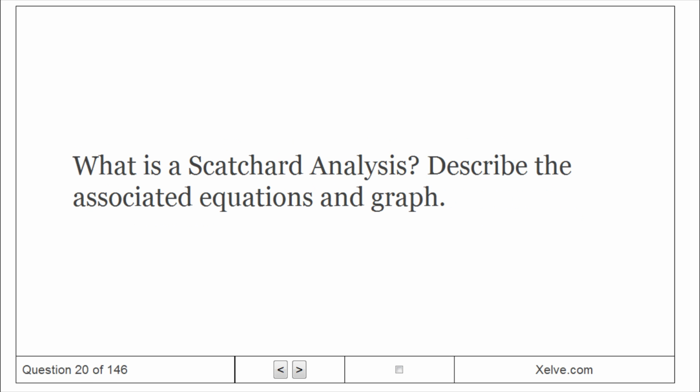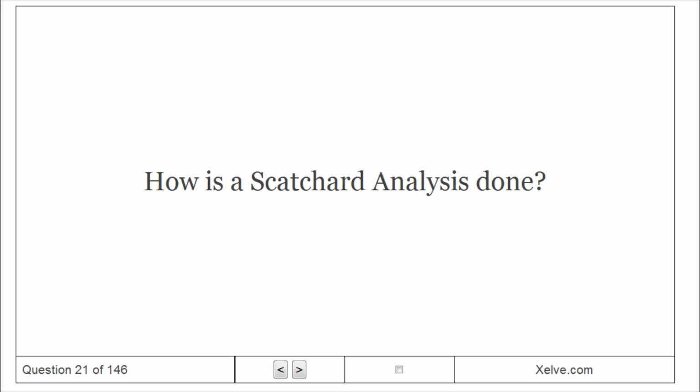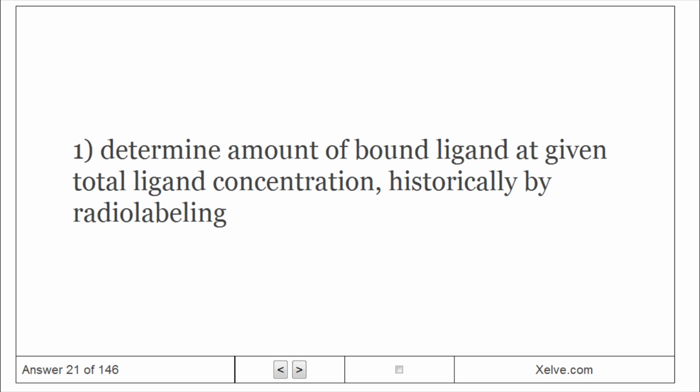What is a Scatchard analysis? Describe the associated equations and graph. It determines the dissociation constant for a ligand-receptor complex. How is a Scatchard analysis done? 1. Determine the amount of bound ligand at a given total ligand concentration, historically by radiolabeling.